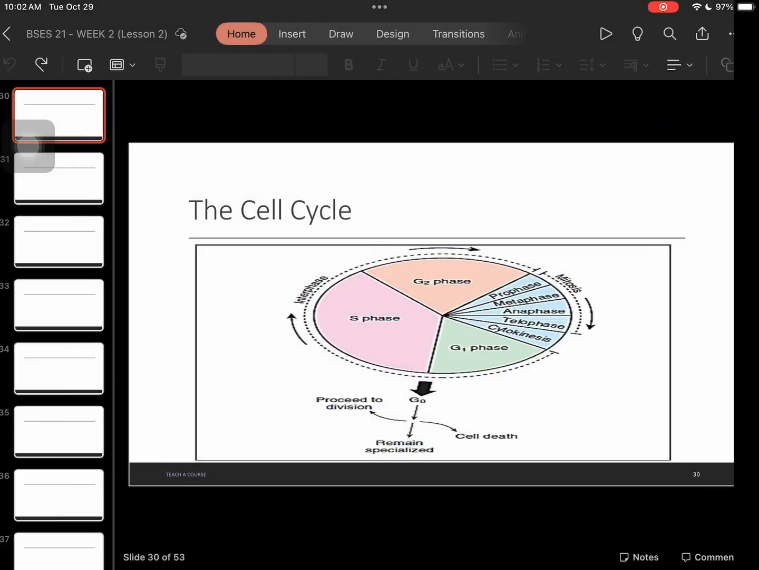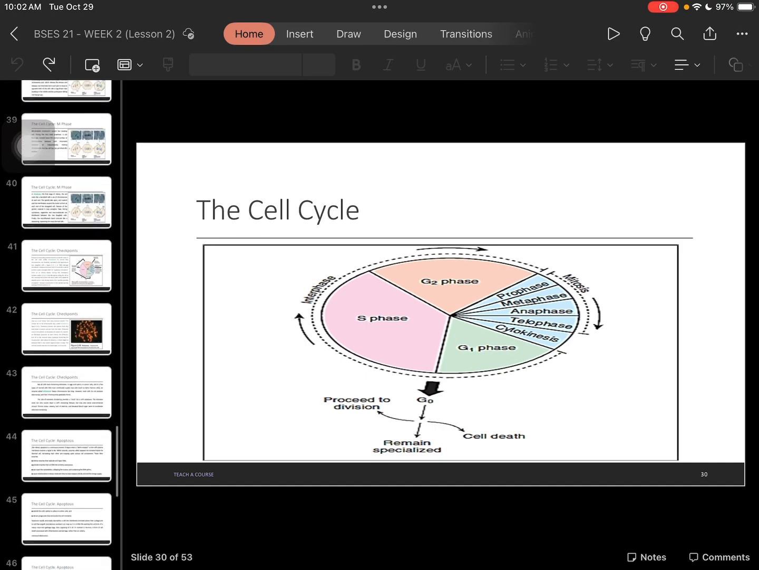I hope na malinaw po sa ating cell division, no?